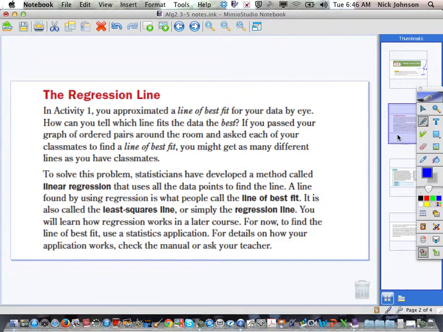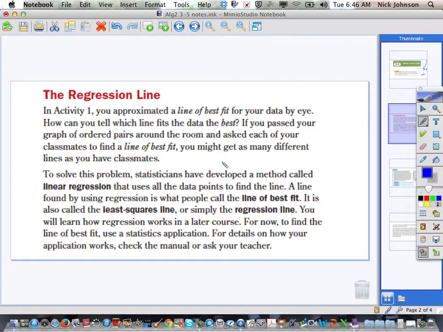The regression line. In Activity 1, you approximated a line of best fit for your data by eye. Okay, we're not doing that. How can you tell which line fits the data the best? If you passed your graph of ordered pairs around the room and asked each of your classmates to find the line of best fit, you might get as many different lines as you have classmates.